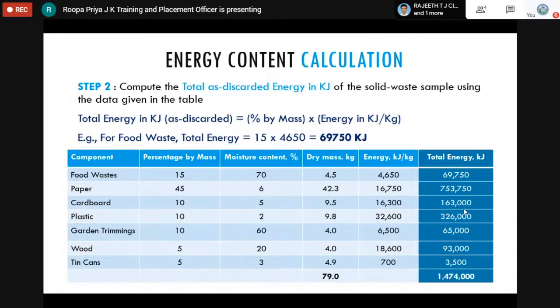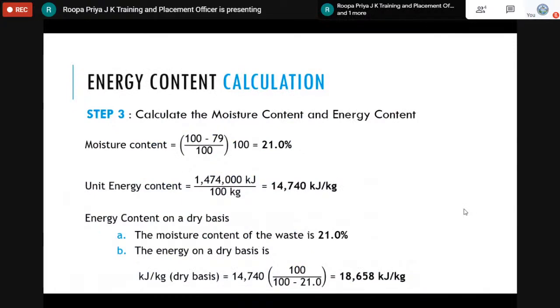And add all these total energy values. Also add the dry mass value, which is in kg. So according to this question, the total of the dry mass and the total of energy is calculated. This is your step three. Here you have to calculate the moisture content and the energy content.